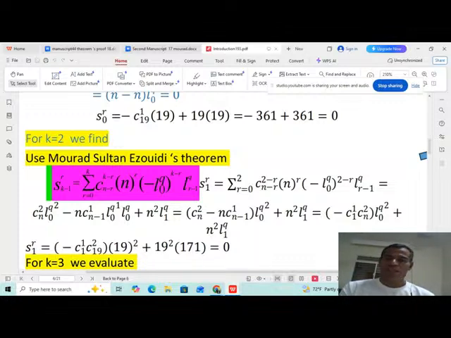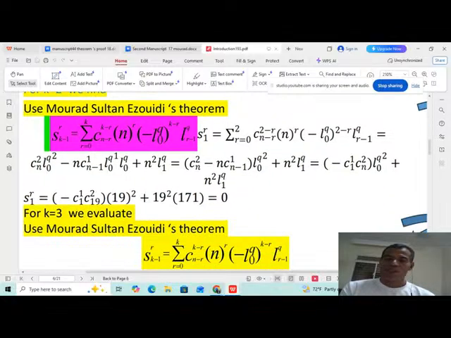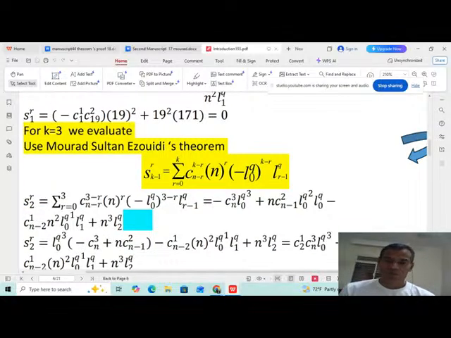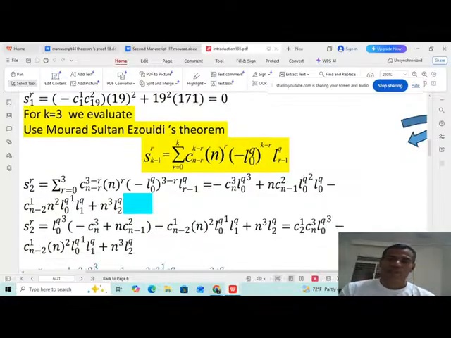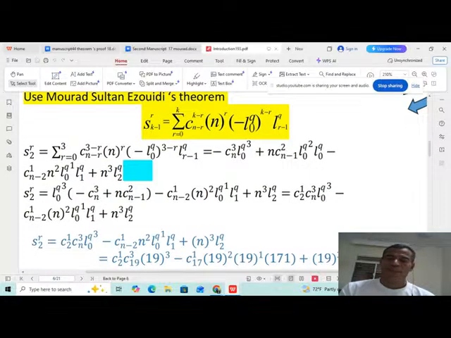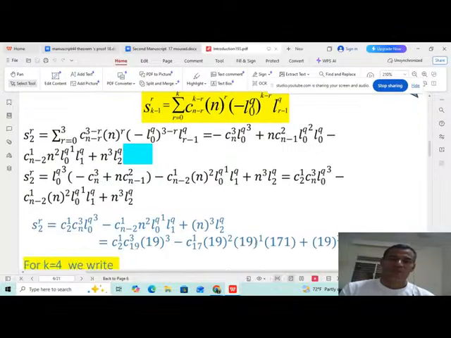For k equal 3, we evaluate and use the Bezout theorem, and we obtain that S2 is equal to, this is the formula that will give you S2: combination 2 choose 1 times combination n choose 3 times L0 for the Q raised to the power 3, minus combination n minus 2 choose 1 times n squared L0 for the q to the power 1 times 1, plus n cubed times L2. This formula is generalized, meaning this one will give you the third coefficient of the new 19th degree equation relative to the original 19th degree equation.